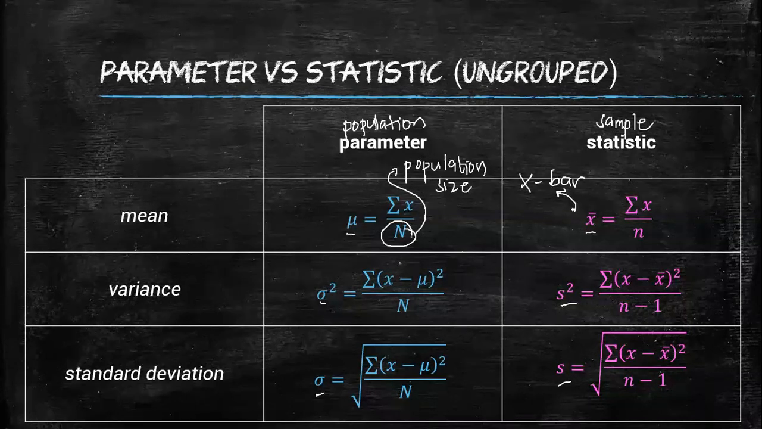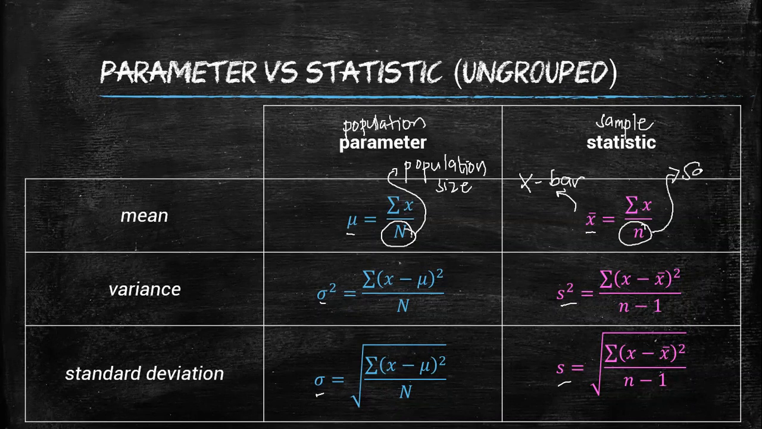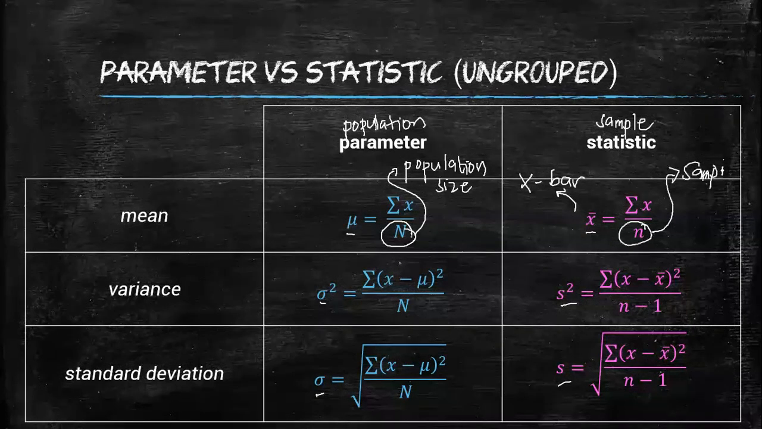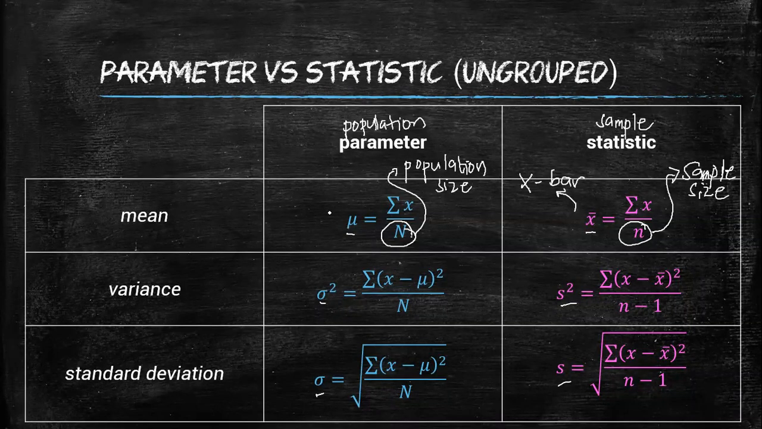Ano kaibahan niya sa mean sa sample? Sa sample mean natin, meron tayong x bar is equal to the summation of x over small letter n. Small letter n naman is what we call the sample size. The sample size, yan po yung number of samples na kinuha natin to represent the population. Okay?